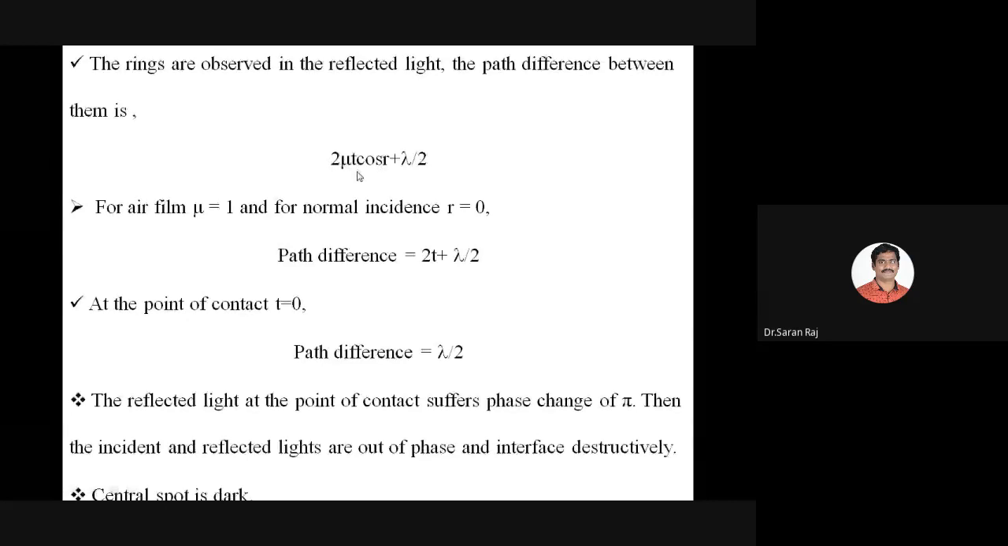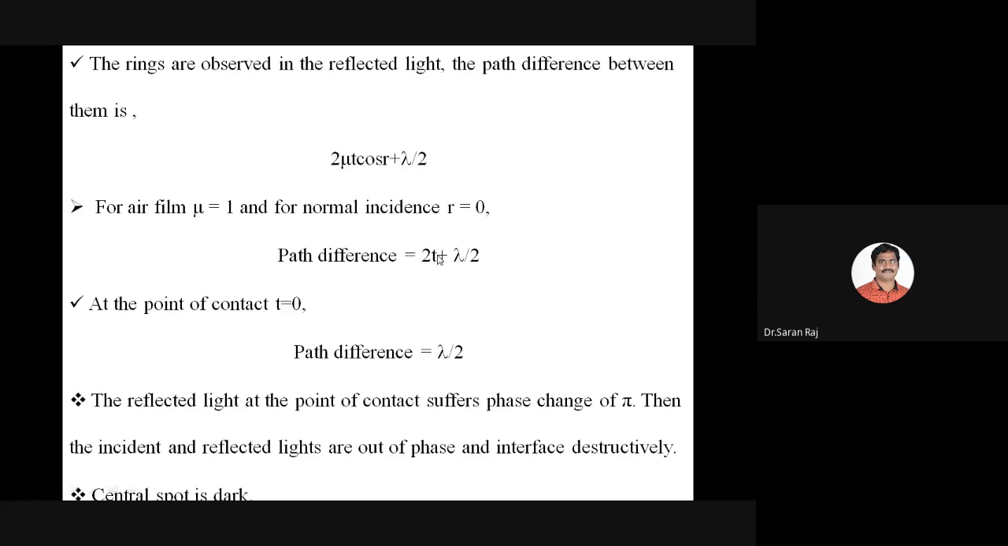So 2t plus lambda by 2. This is the path difference observed by the reflected light between them. Now, let us consider the thickness t at the point of contact; the t value should be 0.